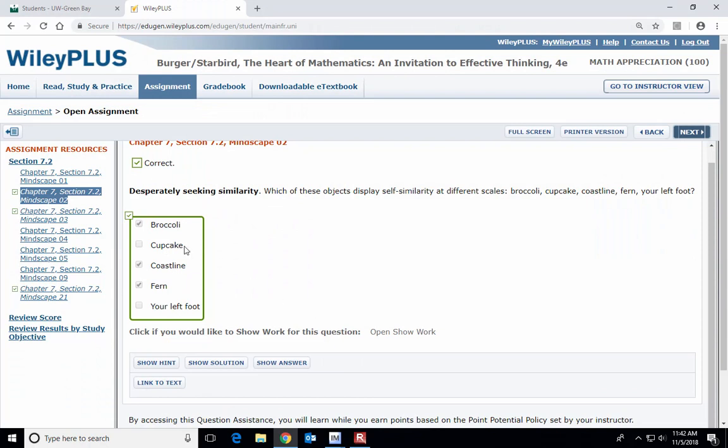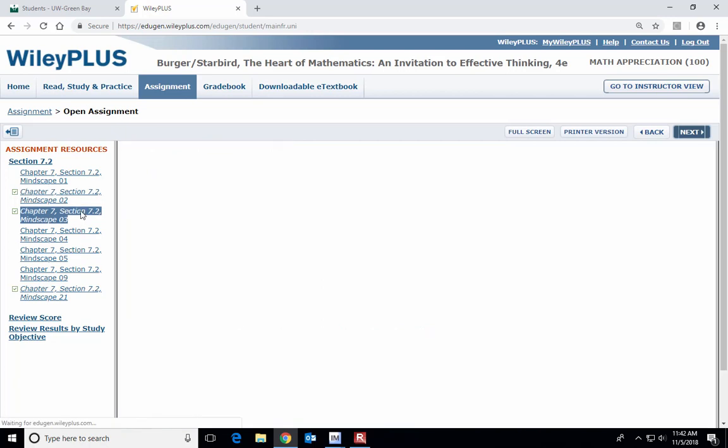So your cupcake, unless your baker's a fractal, is not going to have other little cupcakes in it on a smaller scale. Same thing about your left foot. Not going to have any other little left feet sticking out of your left foot on a smaller and smaller scale. What else did I get asked?